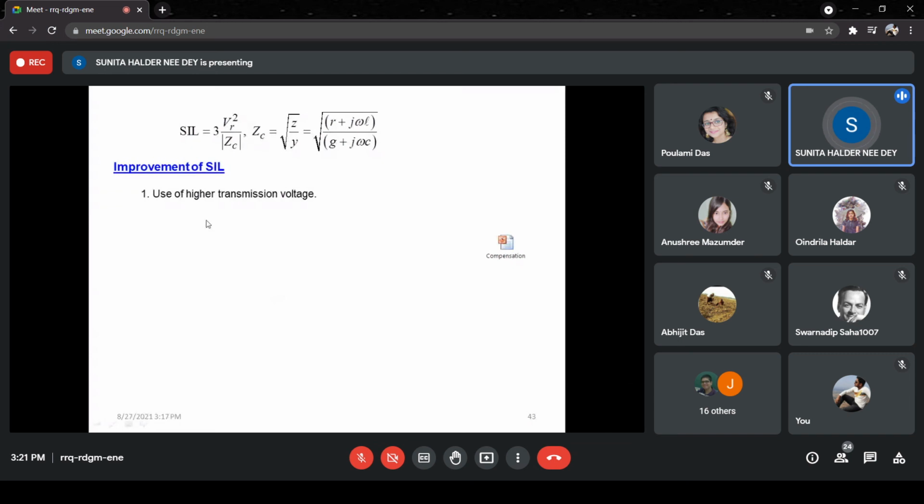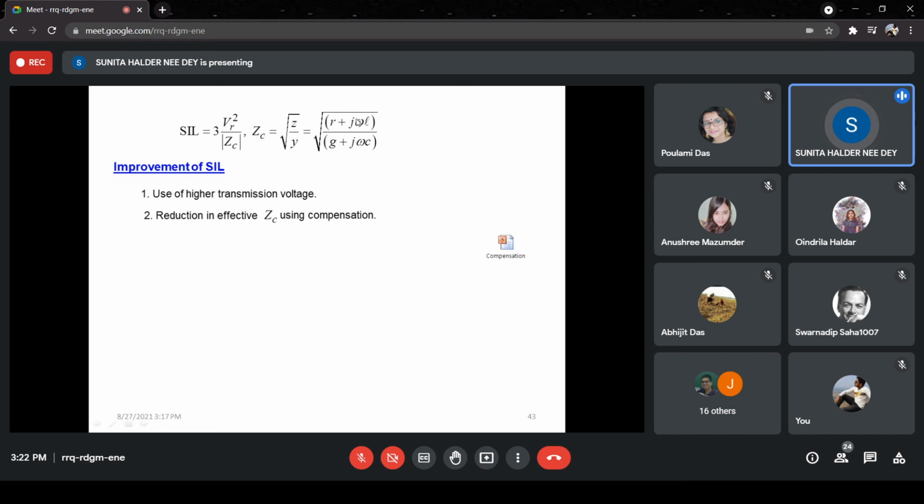So what can we do? SIL equals 3 V square by Zc. So we can use a higher transmission voltage. But transmission voltage also has a limit. You cannot make transmission voltage infinite. So that is also a limit. Along with that, we can reduce Zc. Now, reduction of Zc has two parts. Reduction of Zc means a reduction of L or an increment in C.